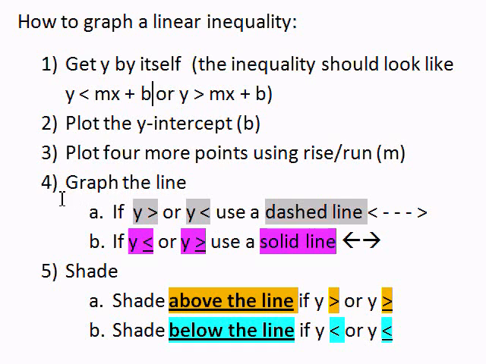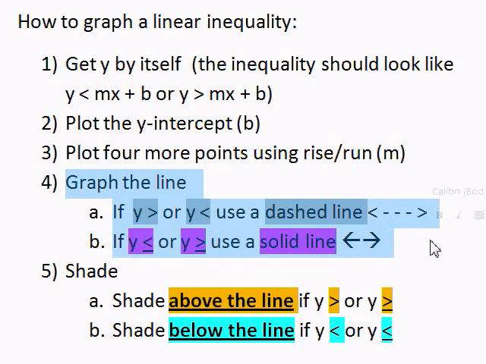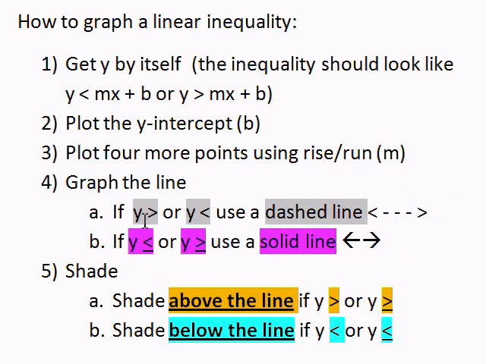Now here's the weird part, the part you have to know, the part you need to have memorized. If y is greater than or y is less than, we use a dashed line. The reason we use a dashed line is because that tells us none of the points on the line make the inequality true, because it's not or equal to. However, when our inequality has the or equal to sign in it, we use a solid line to indicate that the line is included in the inequality. The points on the line do make the inequality true.